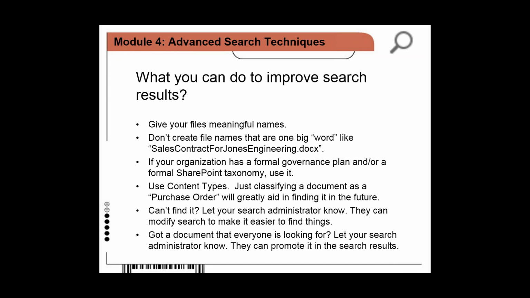If you have policies for metadata, follow them. And if you don't know if you have policies, ask. Find out if they've defined standard content types, site columns, and managed metadata to describe properties of documents.